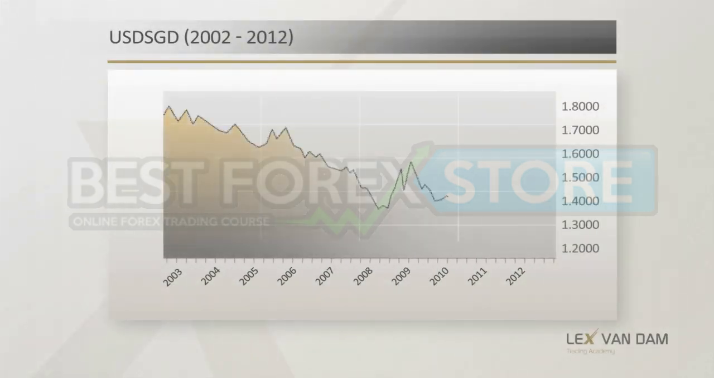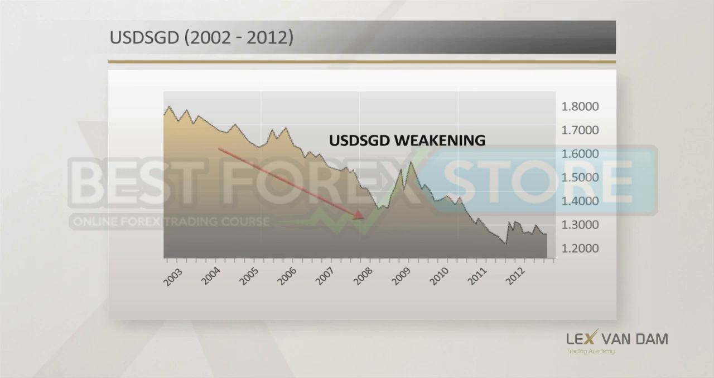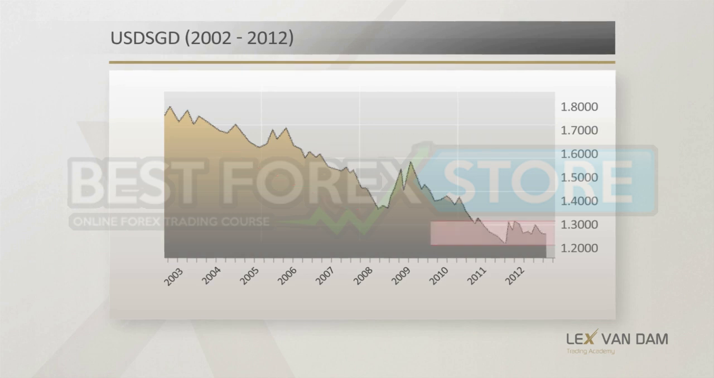Long Singapore dollar, short US dollar, or in proper currency terms, short US dollar and long Singapore dollar. You can see here that since 2002 the US dollar has weakened against the Singapore dollar, from 1.8 Singapore dollars to 1 US dollar to only 1.25 Singapore dollars to 1 US dollar. The big levels right now are 1.20 as support and 1.30 as resistance.